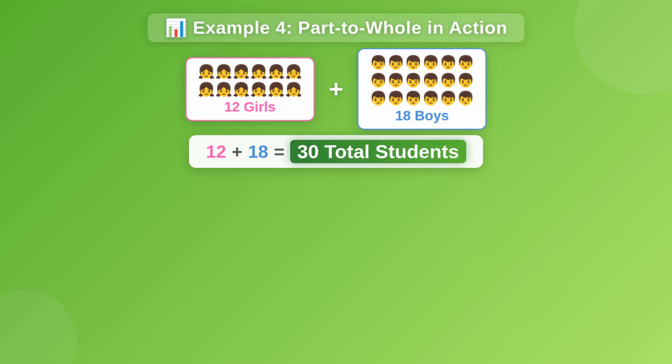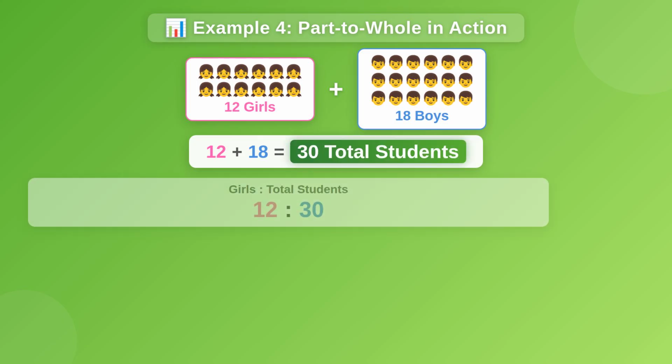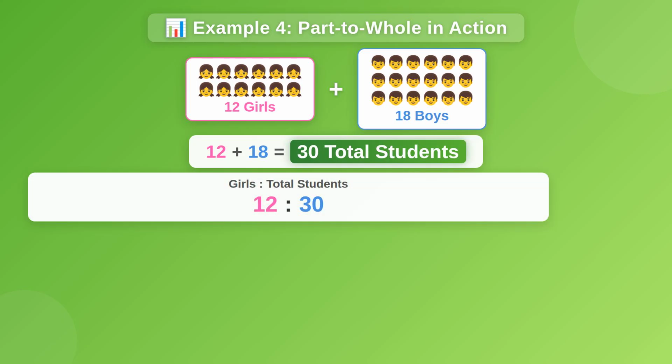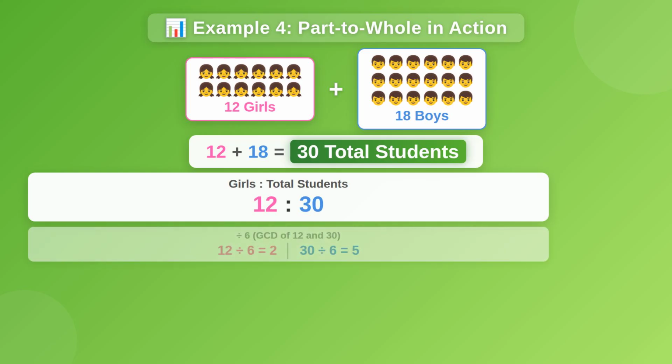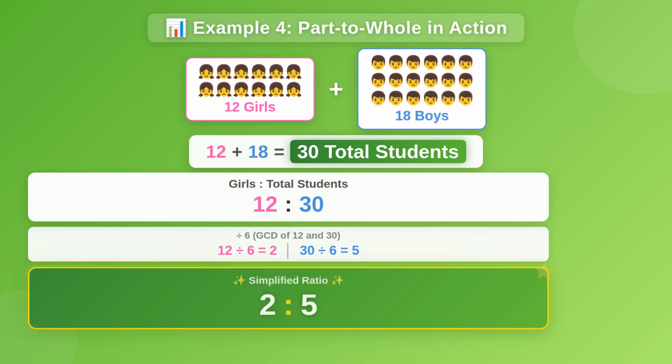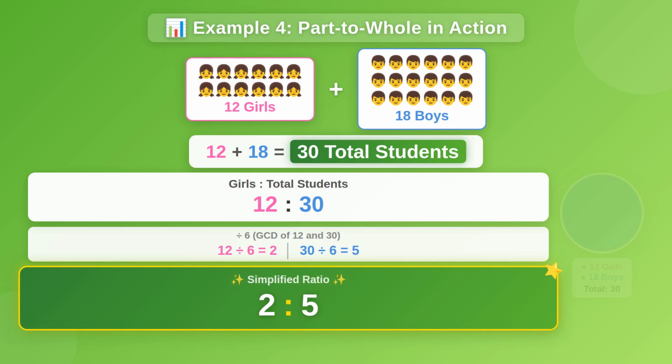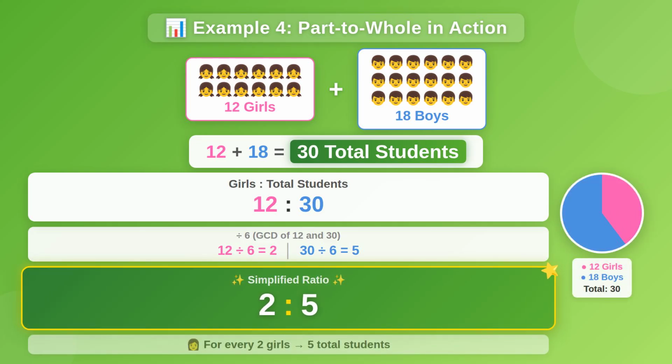Let's try a part-to-whole ratio. In Maya's class, there are 12 girls and 18 boys. First, let's find the total number of students. 12 plus 18 equals 30 students total. Now, what is the ratio of girls to all students? Girls are 12, total is 30. So the ratio is 12 to 30.